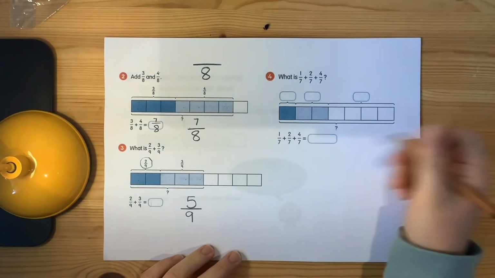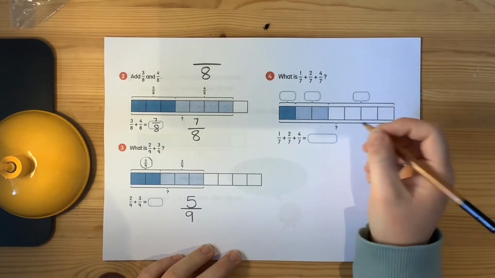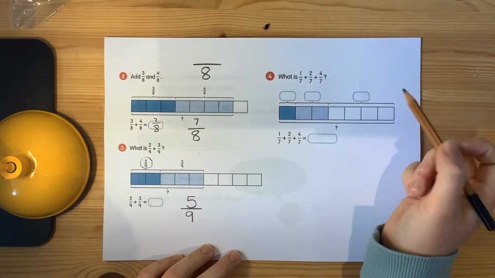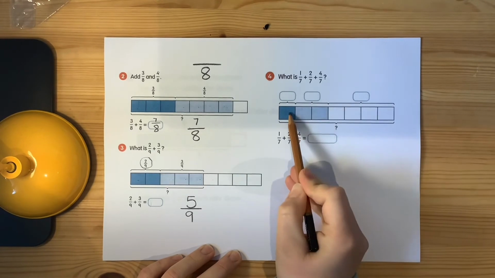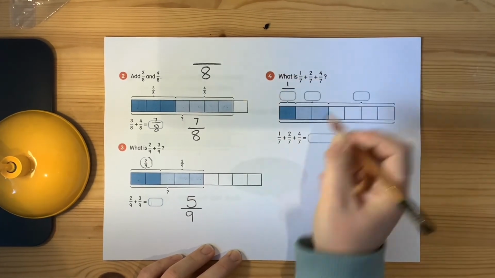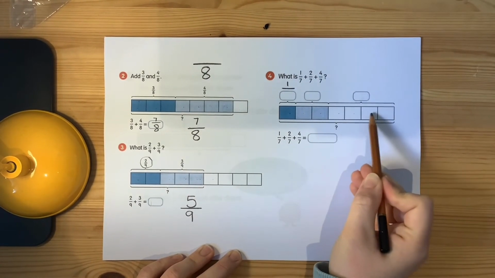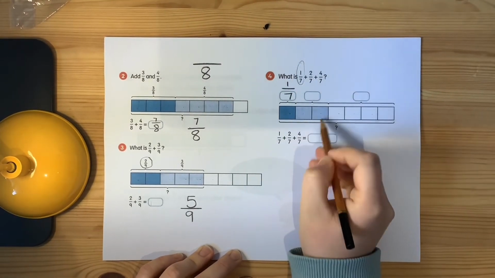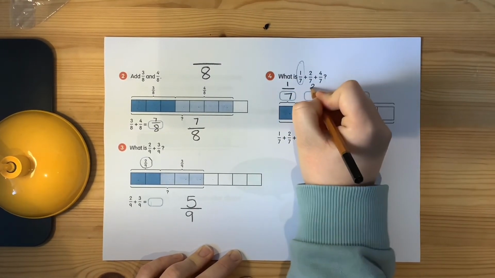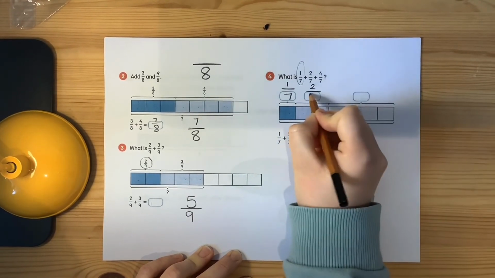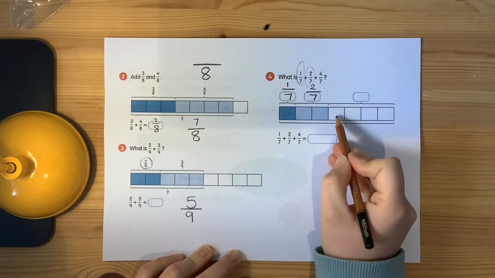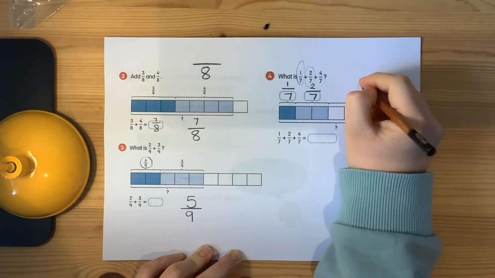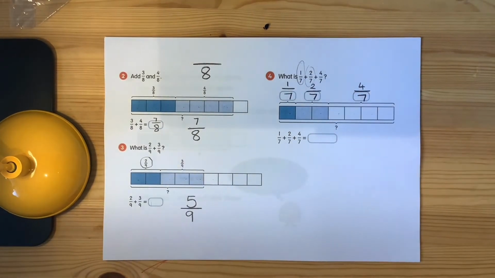Number 4, now I'm adding more than one fraction together here. So let's have a look. Here I've got 1 part out of 1, 2, 3, 4, 5, 6, 7. So that is this bit here, isn't it? I've got 1/7. This part of the bar represents 2 out of the 7. So I've got 2/7. That's this bit here. Now this is 1, 2, 3, 4 parts out of the 7.